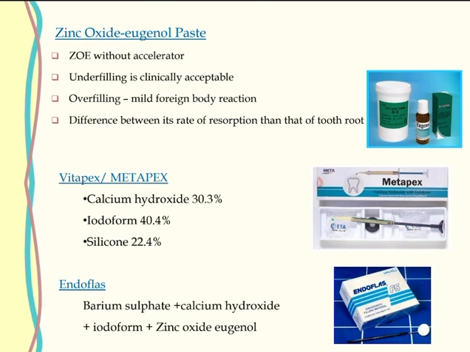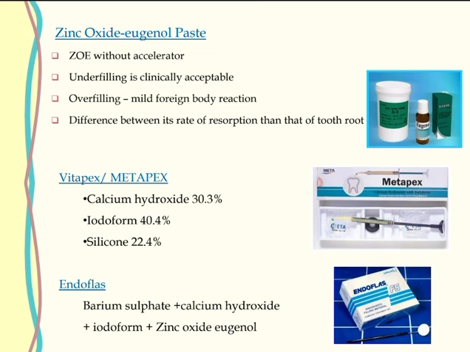Zinc oxide eugenol contains zinc oxide and eugenol as its main components, whereas White Apex or Metapex contains calcium hydroxide and iodoform. These two are the major constituents in White Apex. In Endoflas, you use barium sulfate along with calcium hydroxide and iodoform. Zinc oxide eugenol has a disadvantage in that it has a very slow resorption rate compared to the root resorption, whereas White Apex has an adequate resorption rate. It resorbs regularly as the root resorbs. So Vitapex and Endoflas are more preferred than zinc oxide eugenol.